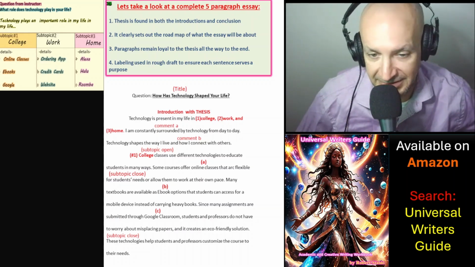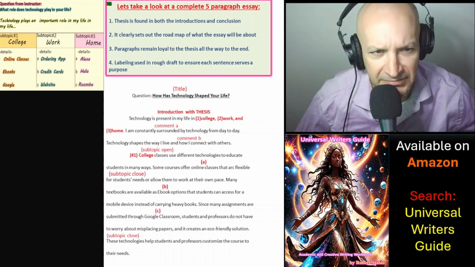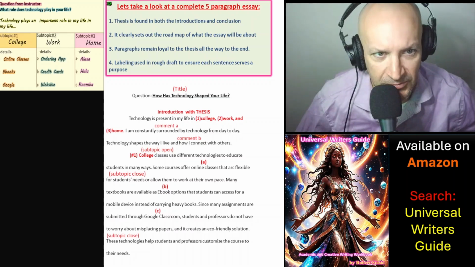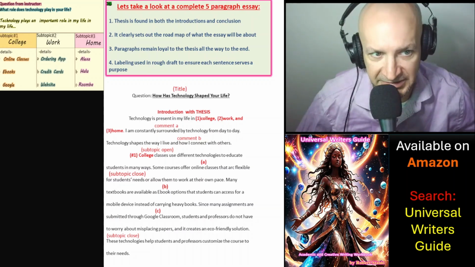Just be exact with it, that each sentence is serving a purpose, and everything lines up as our outline on the left there. You can see the question from the instructor here is, what role does technology play in your life? And the student response is, technology plays an important role in my life by. And number 1, college. They'll be talking about A, online classes; B, ebooks; and C, Google.